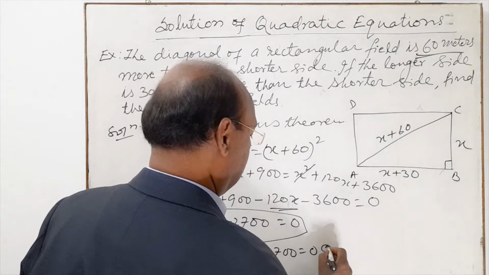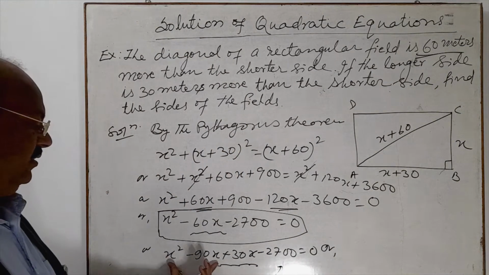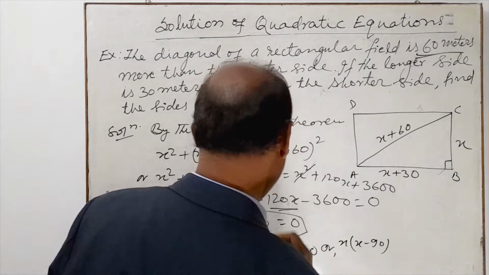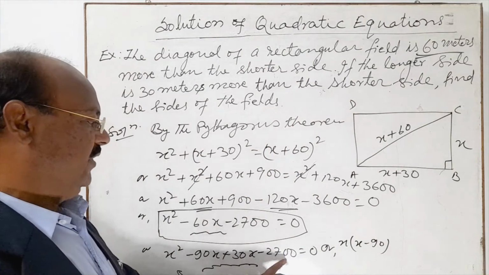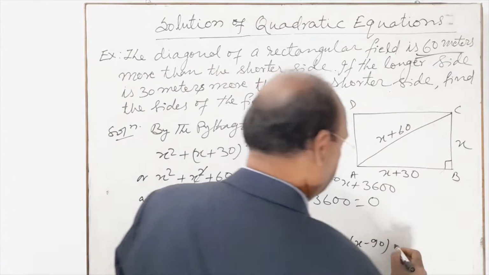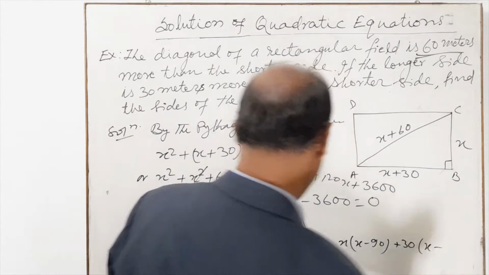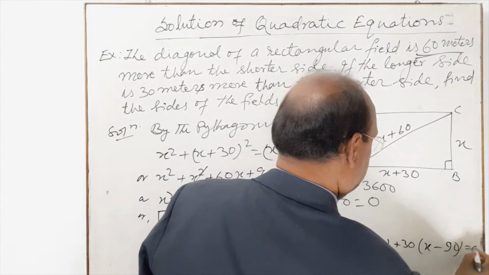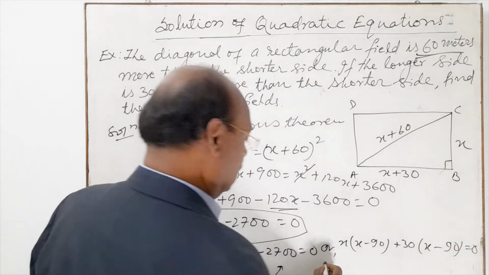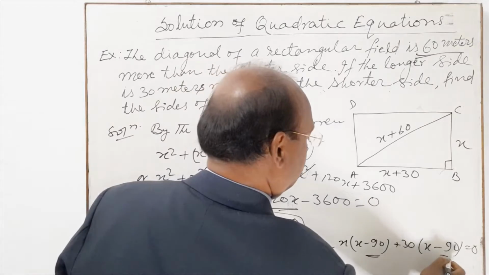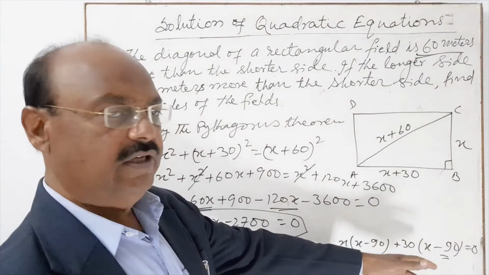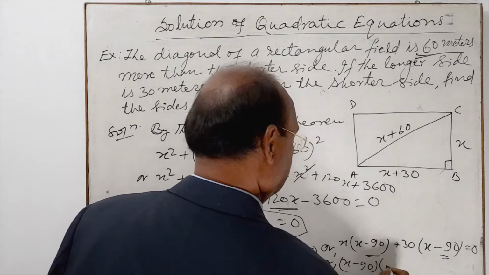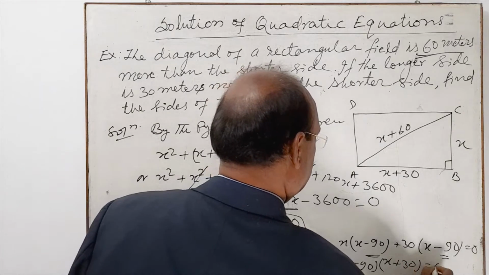Now, you can take x common from the first two terms. So x, and here in the bracket x minus 90, and we can take 30 common from these two terms. So 30 is common, and here x minus 90 will be common. This is equal to 0. Correct? You see here, in these two expressions, x minus 90 is common in the bracket. So let us take x minus 90 common from these two terms. So you are getting x plus 30 is equal to 0.